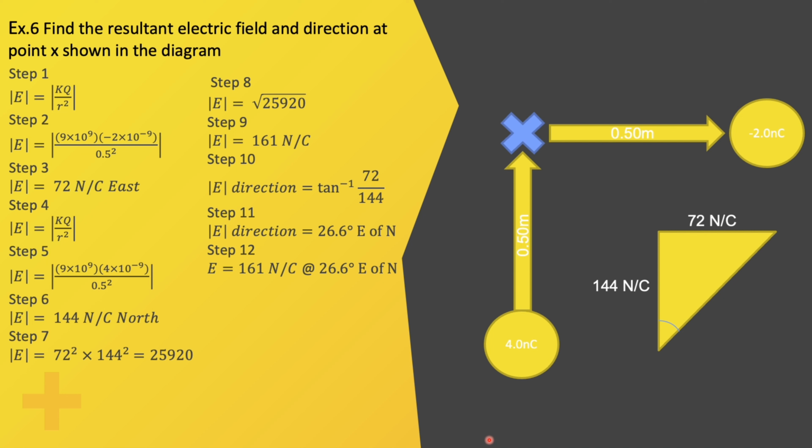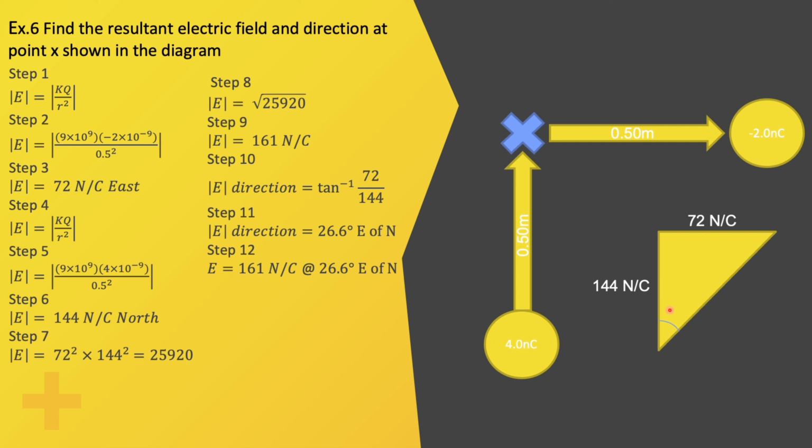Now that we found our net electric field, we also need to find its direction. To find its direction, we do our 72 over our 144, and we take tan negative 1 of that. So we do tan negative 1 of 72 over 144 to find this angle. The direction we are given is 26.6 degrees east of north, due to going east and north, and the angle being 26.6 degrees.